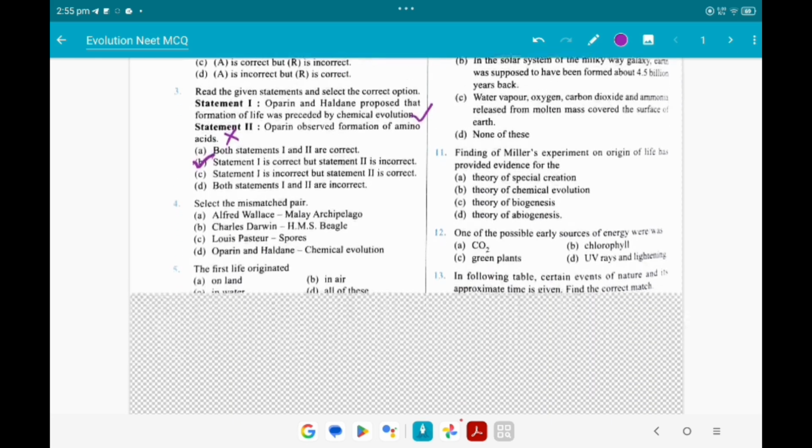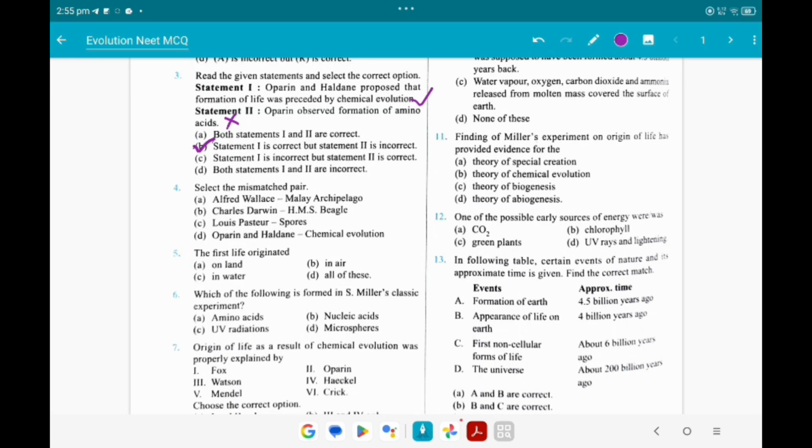Now let us see the mismatched pair. Alfred Wallace, Malay Archipelago, this is true. Charles Darwin, HMS Beagle, this is also true. HMS Beagle is basically the ship in which Charles Darwin explored and conducted his observations. Oparin and Haldane, chemical evolution, this is also correct. Louis Pasteur and spores, this is mismatched.